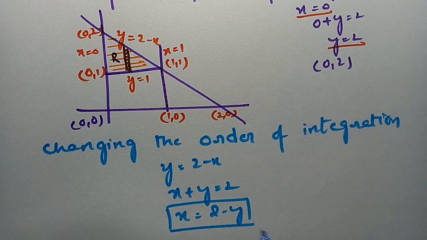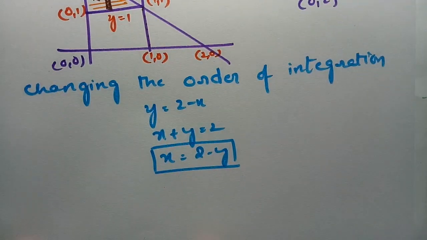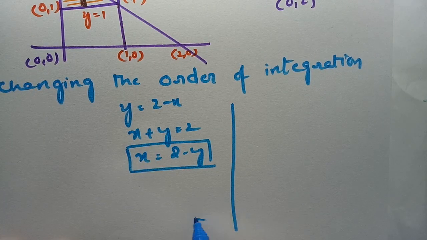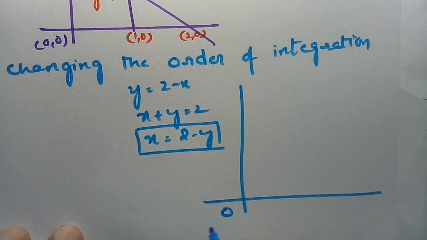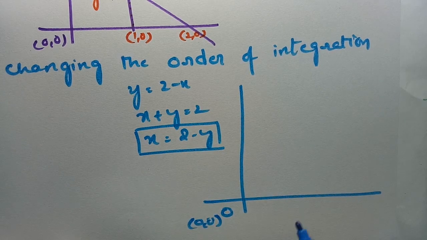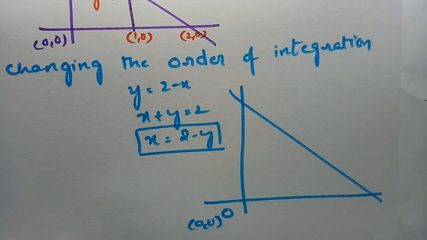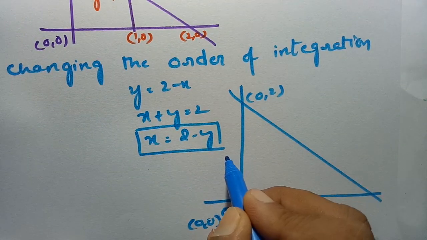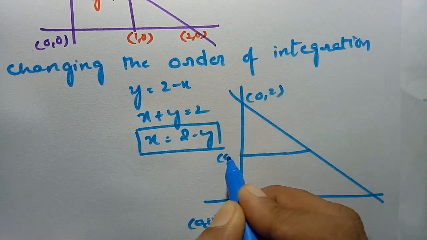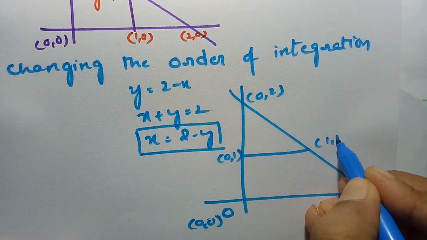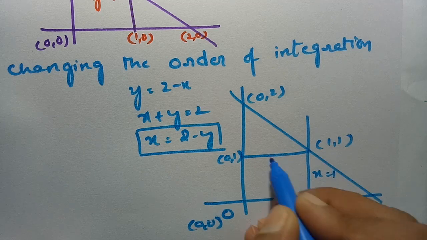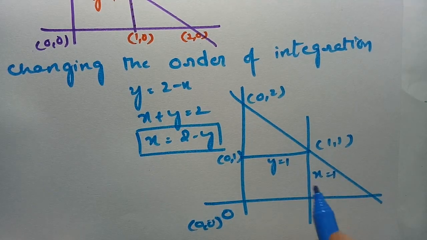So this will be 2 minus y. Now I am going to transform this one. See here, this is the origin point, that is (0, 0), and here if you observe this one, this is a straight line, this is (0, 2), and here it will be the line here, that is (0, 1), and this is (1, 1), and here the line is x is equal to 1 and this is y is equal to 1.